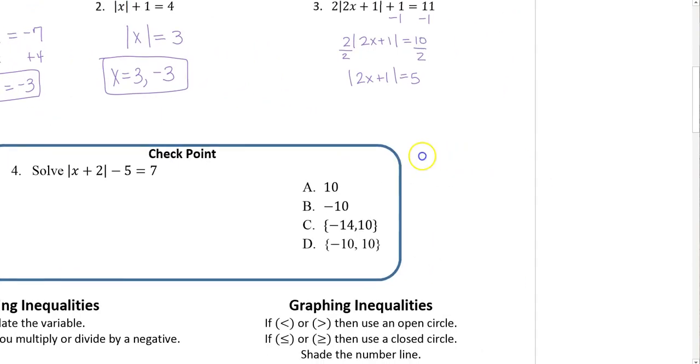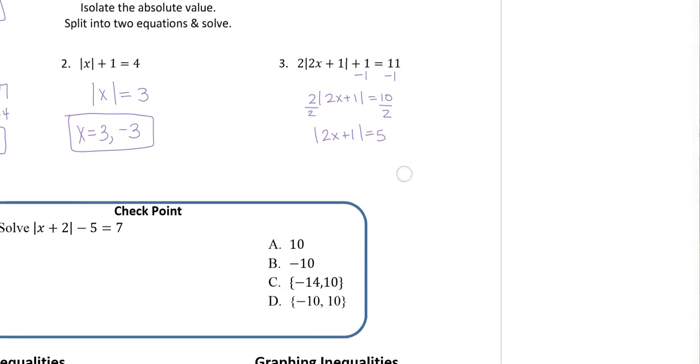So we will take 2x plus 1 and set it equal to positive 5. We will also take 2x plus 1 and set it equal to negative 5. We will solve both of these equations. So subtract 1 and we get 4. Divide by 2 and we get x equals 2.